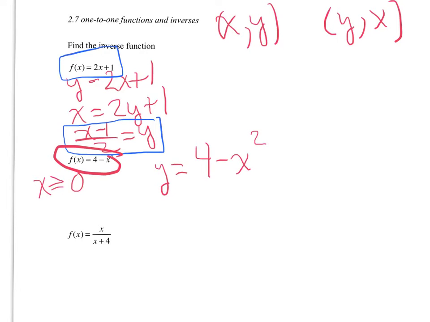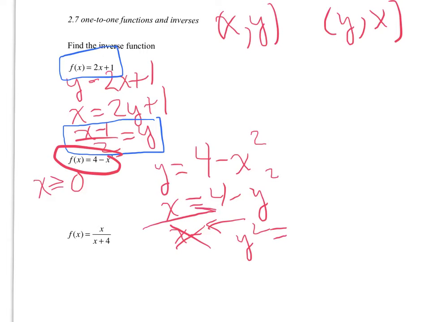And now we are going to interchange x and y. So x equals 4 minus y squared. I want to have a positive coefficient for the y squared term, so I'm going to move the y squared term over there. y squared equals, and I'm going to move the x term to the other side, 4 minus x.